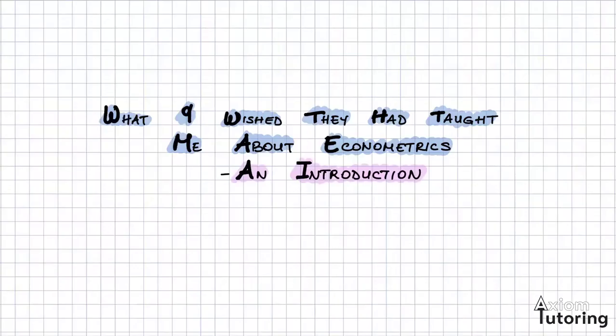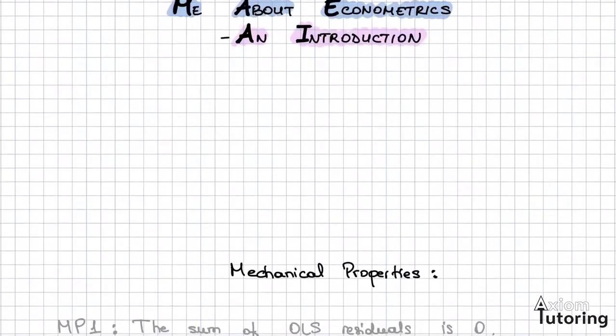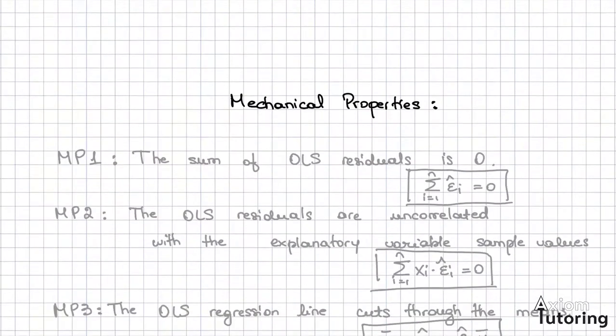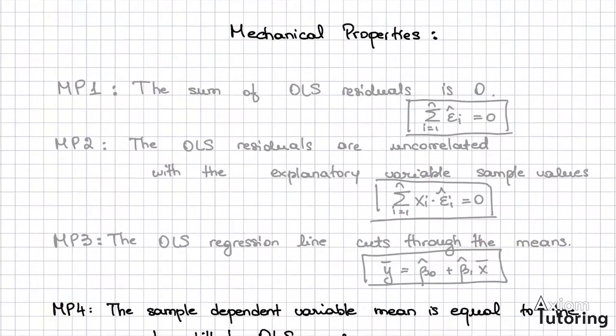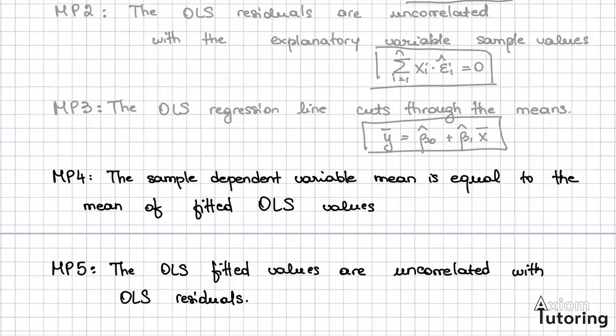In the previous video, we saw the mechanical properties and we looked into detail on the proofs of the first three mechanical properties. In this video, we'll concentrate on the last two mechanical properties and their proofs. The fourth mechanical property is that the sample dependent variable mean is equal to the mean of the fitted OLS values. Mathematically, we would write it as y bar being equal to y hat bar.